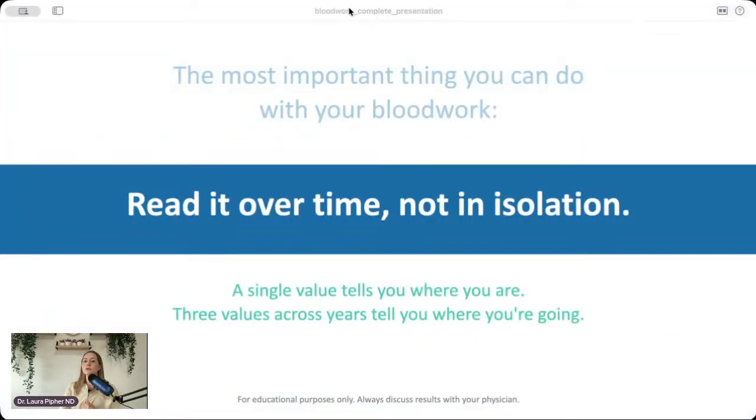And so the most important thing you can do with your blood work is read it over time, not in isolation. Of course, if something is crazy elevated, we need to make sure that we're addressing that. But when we look at our blood work, the trending data is really important. Values across years tell you where you're going, and it can give you a lot more information than just looking at, oh, normal, normal, normal, not normal. So hopefully this was helpful.